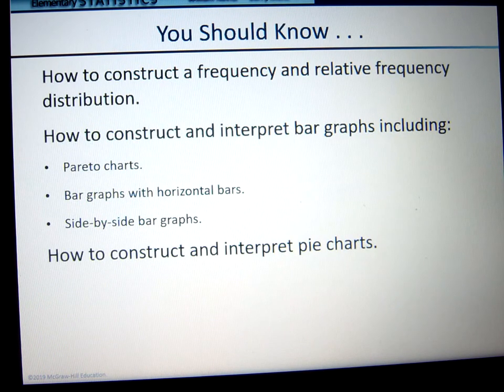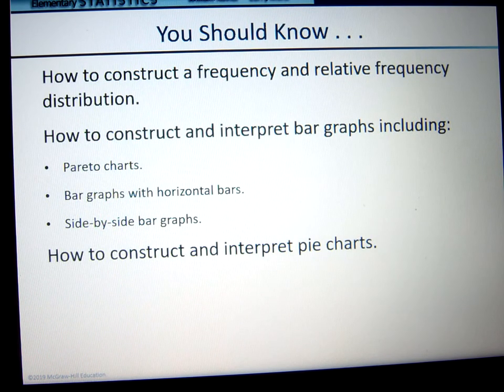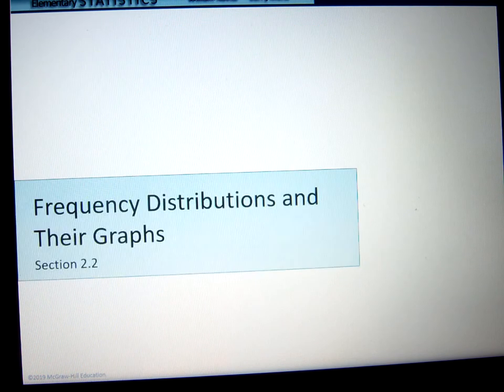Okay, how to construct a frequency and relative frequency distribution. We're going to look at Pareto charts, bar graphs with horizontal bars, and a side-by-side bar graph. So how to construct and interpret the pie charts. All right, now that's the end of 2.1. Now we're going to go to 2.2.